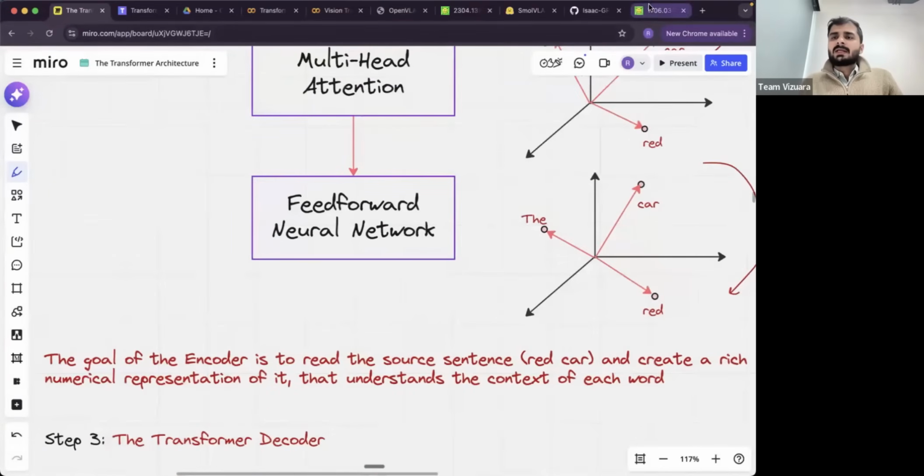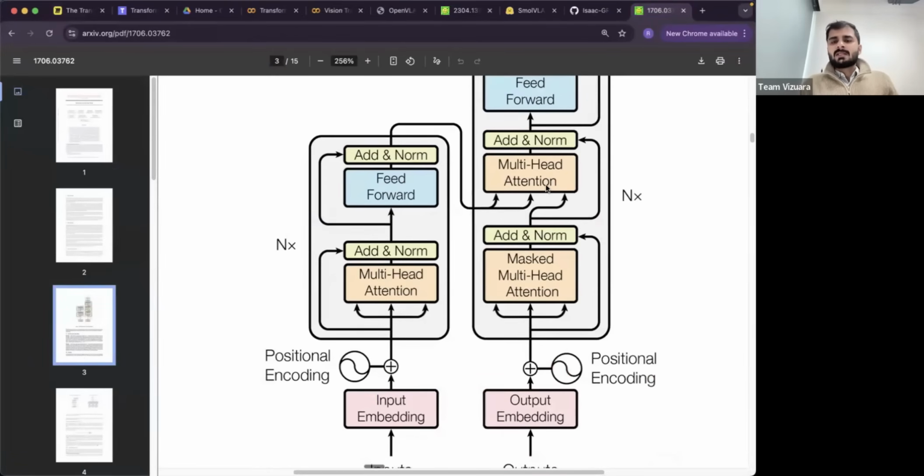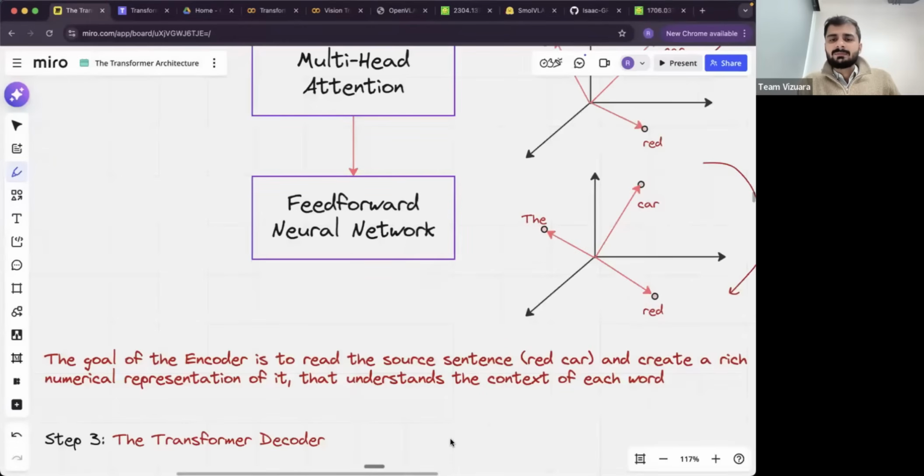Now we come to the next block, which is the transformer decoder. Before we move to the next block, let me take a quick pause and ask if there are any doubts in this part.